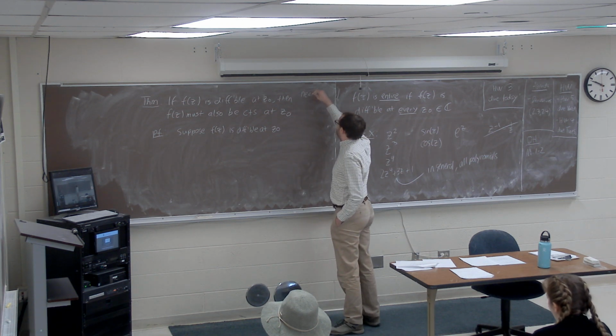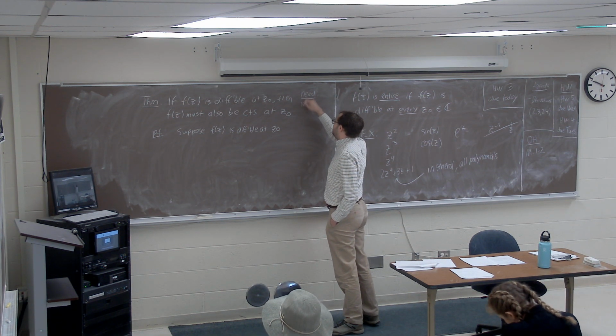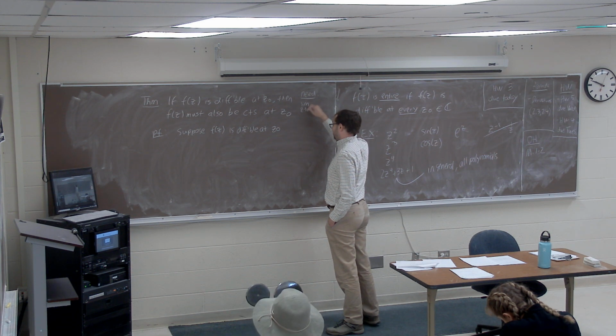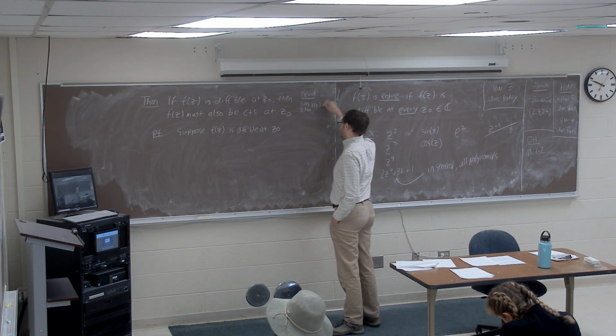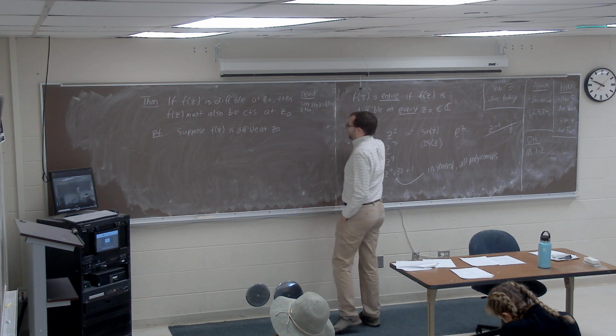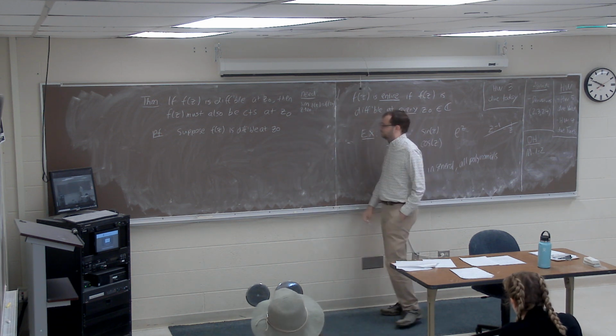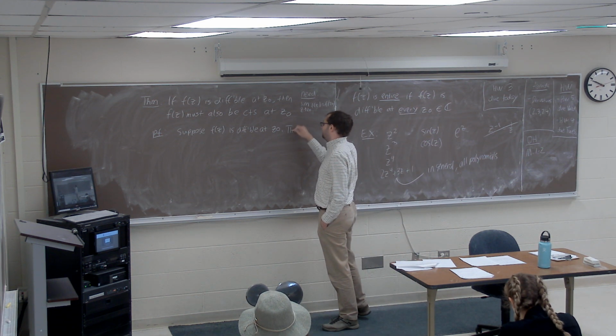Yeah, so in other words, what we're going to need for this proof is to show that the limit as z approaches z naught of f of z is equal to f of z naught. That's what we would like to show.